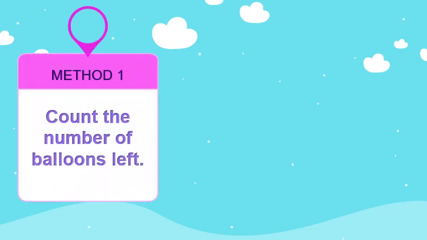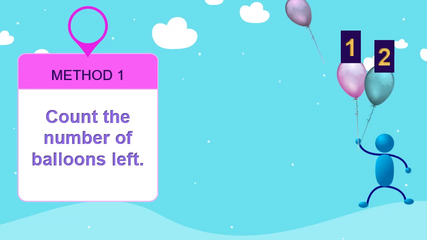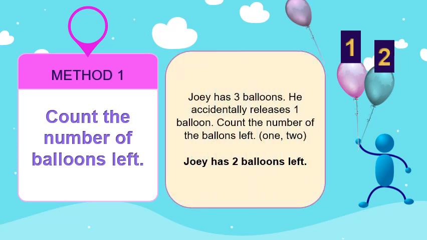Let's try method number 1 first. In here, we're going to count the number of balloons left. Joey has 3 balloons. He accidentally releases 1 balloon. So we are going to count the number of balloons left. How many balloons? We got 1, 2. Joey has 2 balloons left.